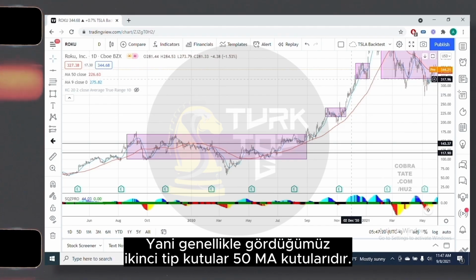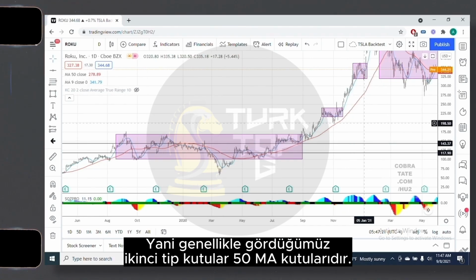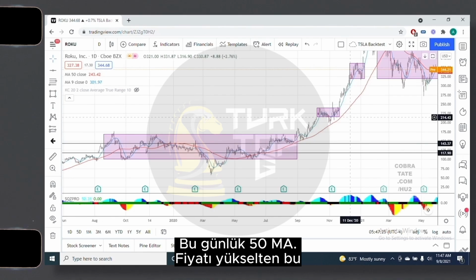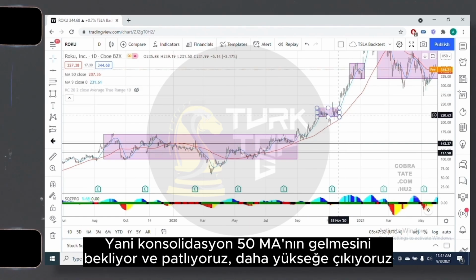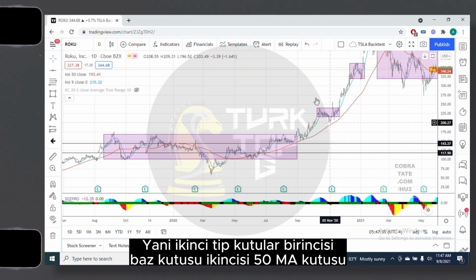So the second type of boxes, which we usually see, are 50 MA boxes. That's 50 MA on the daily. That's the one pushing the price higher. So it's consolidation, waiting for the 50 MA to come up, and boom, we go higher. So that's the second type of boxes. The first one, base box. The second one, 50 MA box.